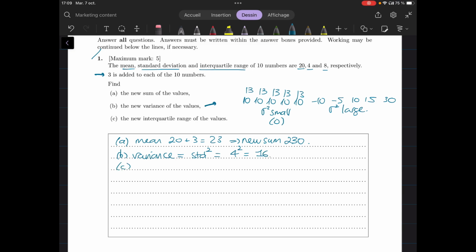And part C, the interquartile range. If you add the same amount to every single value, the Q1 would also increase by 3, right? Q3 is also increased by 3. Therefore, the IQR is going to be Q3 minus Q1. It's actually unchanged because you're finding the difference between the two. So this is equal to 8 as you're given. This is the end of question 1.